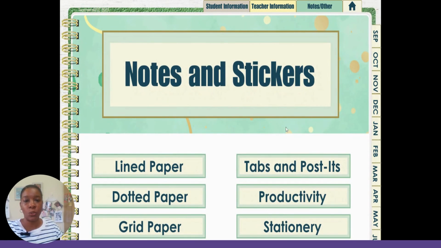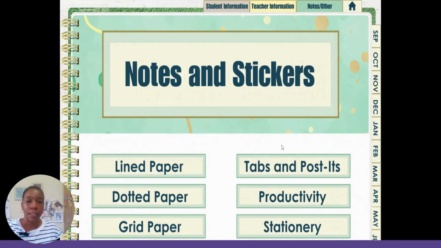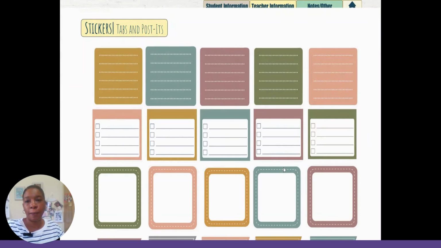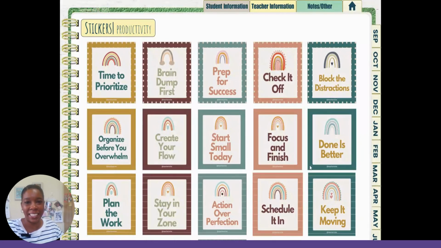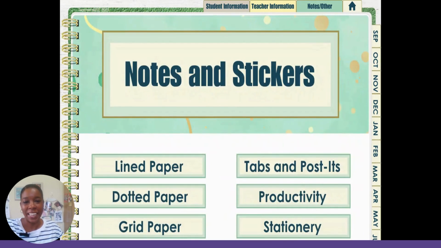So this area is also made up of 10 tabs. So you have your different types of paper that you could use to add your notes, whatever you may need. Dotted line paper, grid paper, a variety of blank paper. You have checklist types. And then we have the stickers that are available within this planner that you can access. So you have your stickers, tabs and post-its, productivity stickers, stationery stickers, holidays.